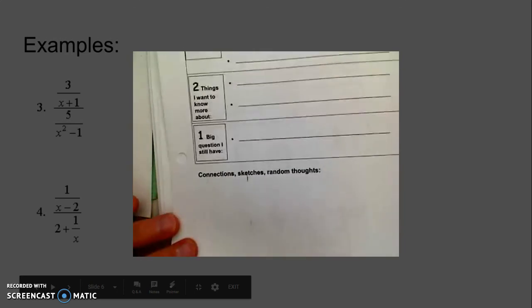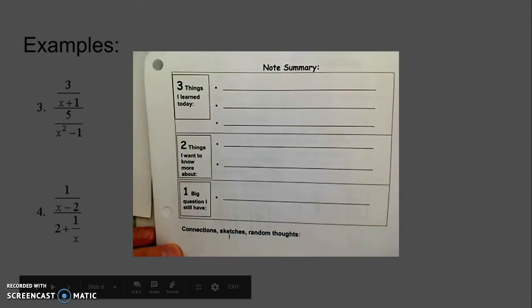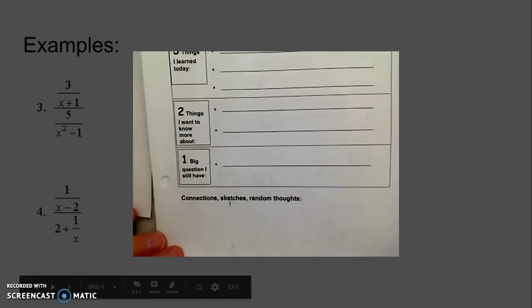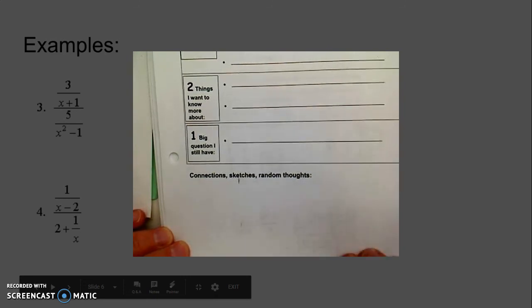So we've done some practice together. Be sure to take some time to organize your thoughts and summarize what you've learned from this section. 3 things you've learned today, 2 things you want to know more about, and 1 big question that you still have. You can add in some sketches, connections, any kind of random thoughts, graphic organizer that you want to put together down in this space below.